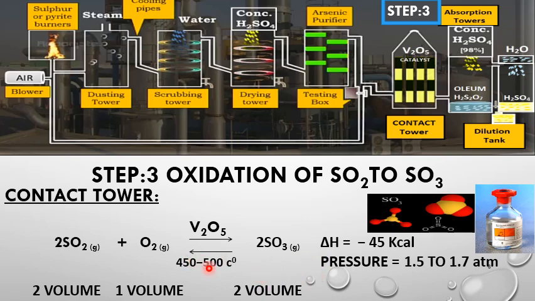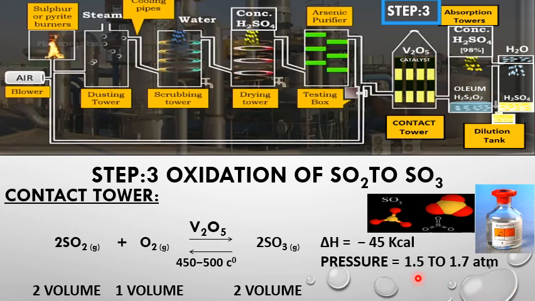This temperature is enough to carry the reaction when 2 volumes of sulfur dioxide react with 1 volume of oxygen. 98% of 2 volumes of sulfur trioxide will be produced under the equilibrium condition. It is an exothermic reaction. It is shown by the negative sign. Delta H is minus 45 kilocalories. It means 45 kilocalories of heat is released during this reaction.